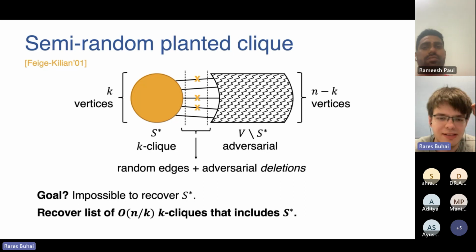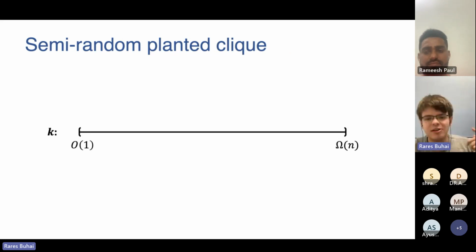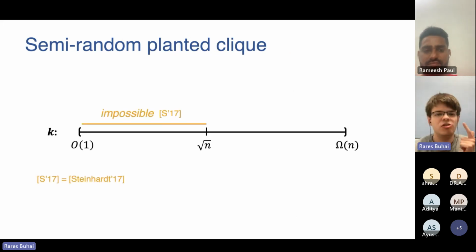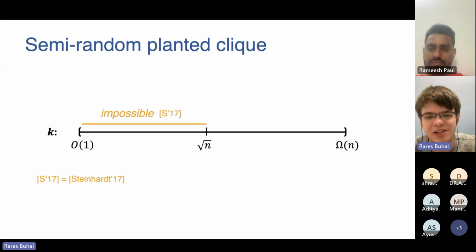So now I'm going to say again what is known about this model. Unlike the previous models, it's actually impossible to solve this task for k up to root n, not just up to log n. This is shown by Steinhardt. So it's information theoretically impossible to recover a small list of k cliques that includes the true clique if k is less than root n. And conversely, for k at least root n log n, it's possible information theoretically, but not necessarily efficiently.